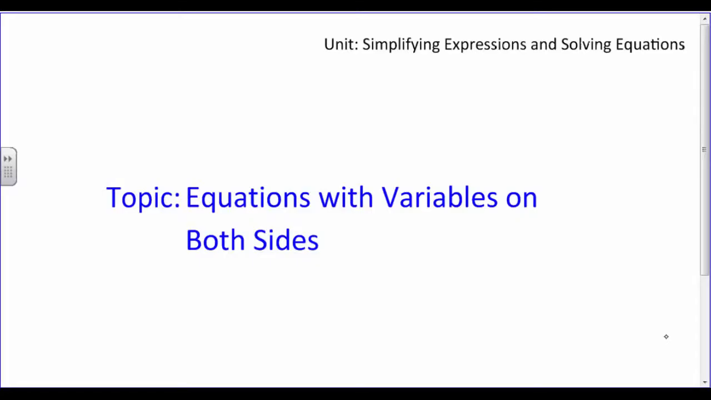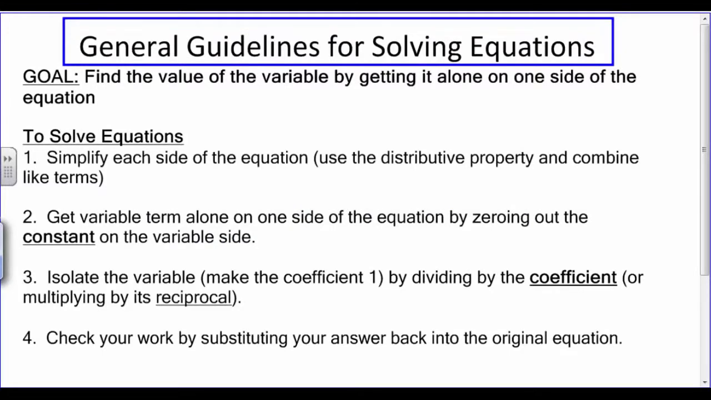In this video, you'll see how to solve equations with variables on both sides. So let's just review our rules for solving equations. Remember, we want to find the value of the variable by getting it alone on one side of the equal sign. We're going to simplify each side of the equation if we can. And here's one piece we're going to focus on today, step 2: getting that variable term alone on one side of the equation by zeroing out the constant on that variable side. Then I will isolate the variable, which means making the coefficient 1 by dividing by the coefficient or multiplying by its reciprocal. And finally, we'll check our work.